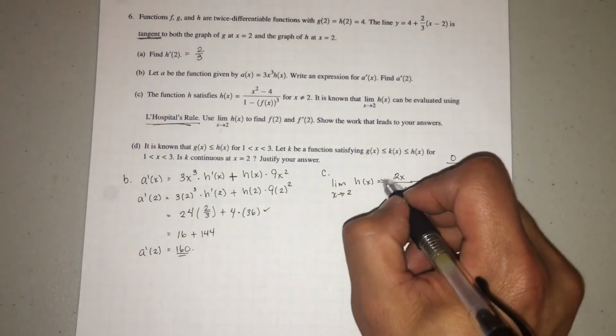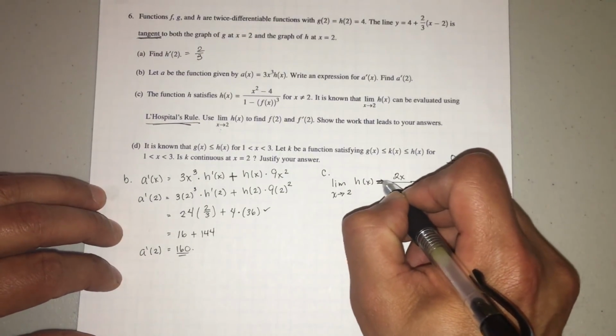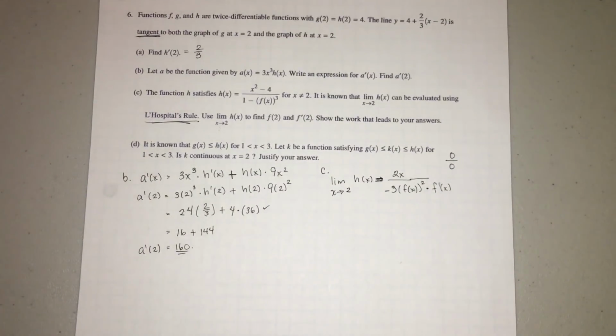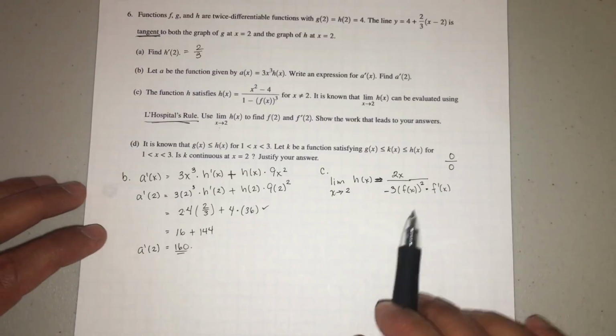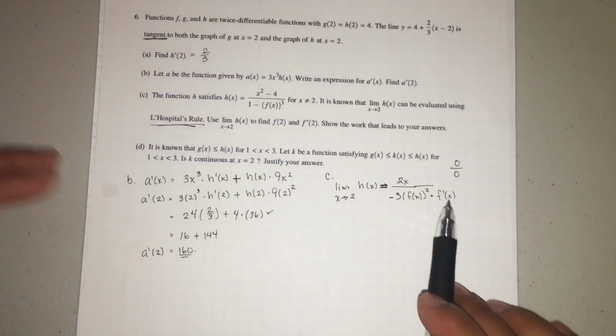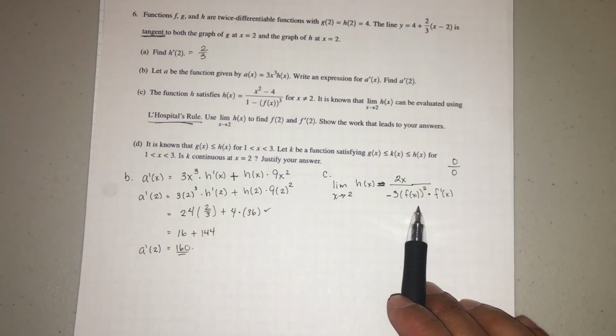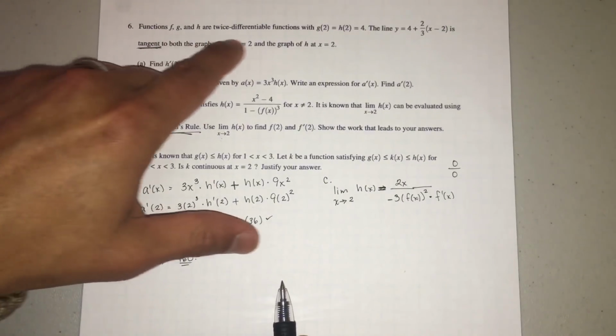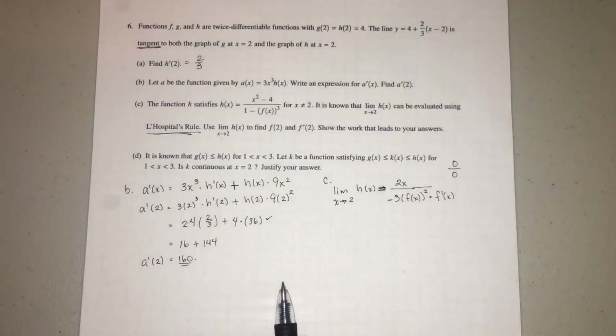All right. So we have this here. Okay. I did L'Hopital's rule. Okay, so now what do I do? Now I got to figure out what f of x and f prime of x are. Well, how am I going to do that, right? Well, we know a couple of things. We know f, g, and h are twice differentiable, so they are continuous.